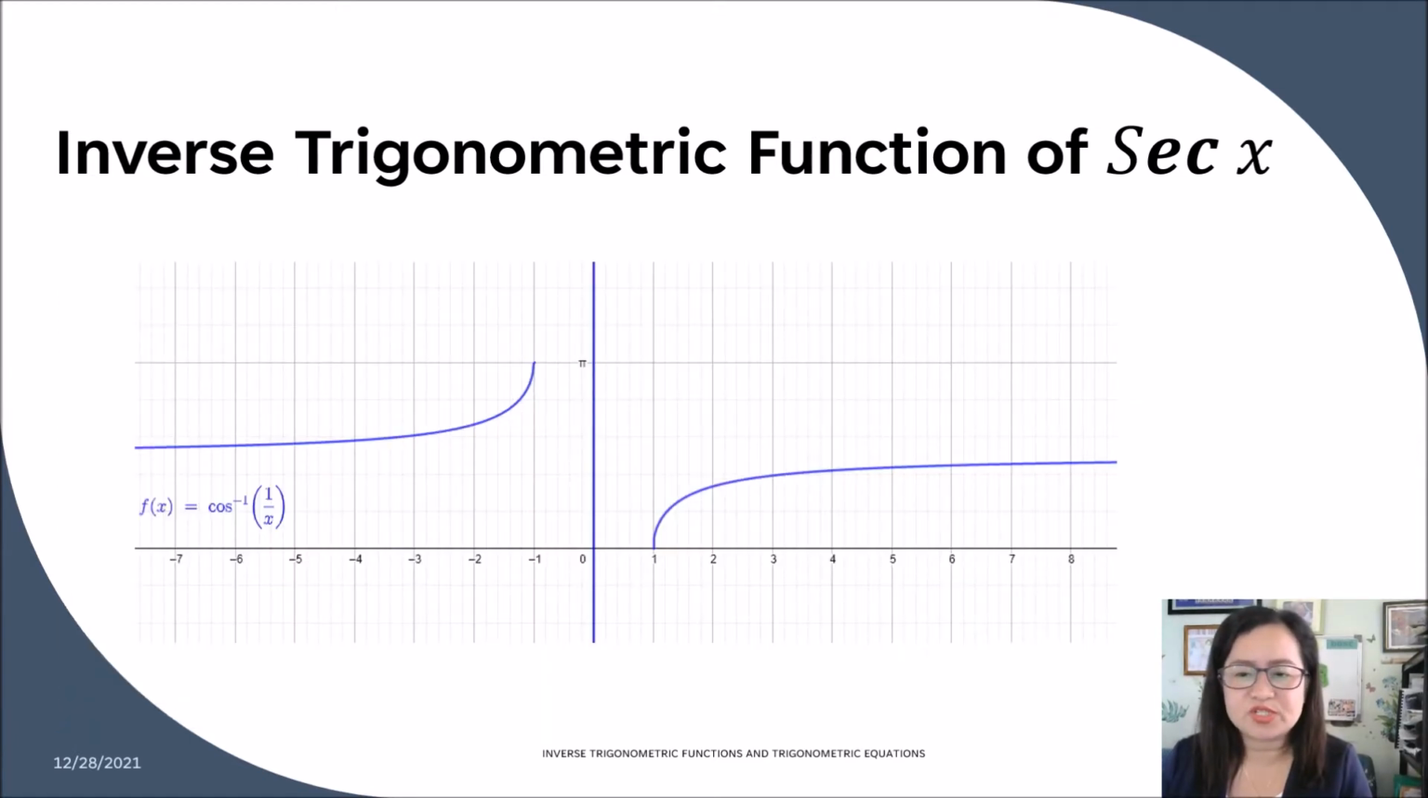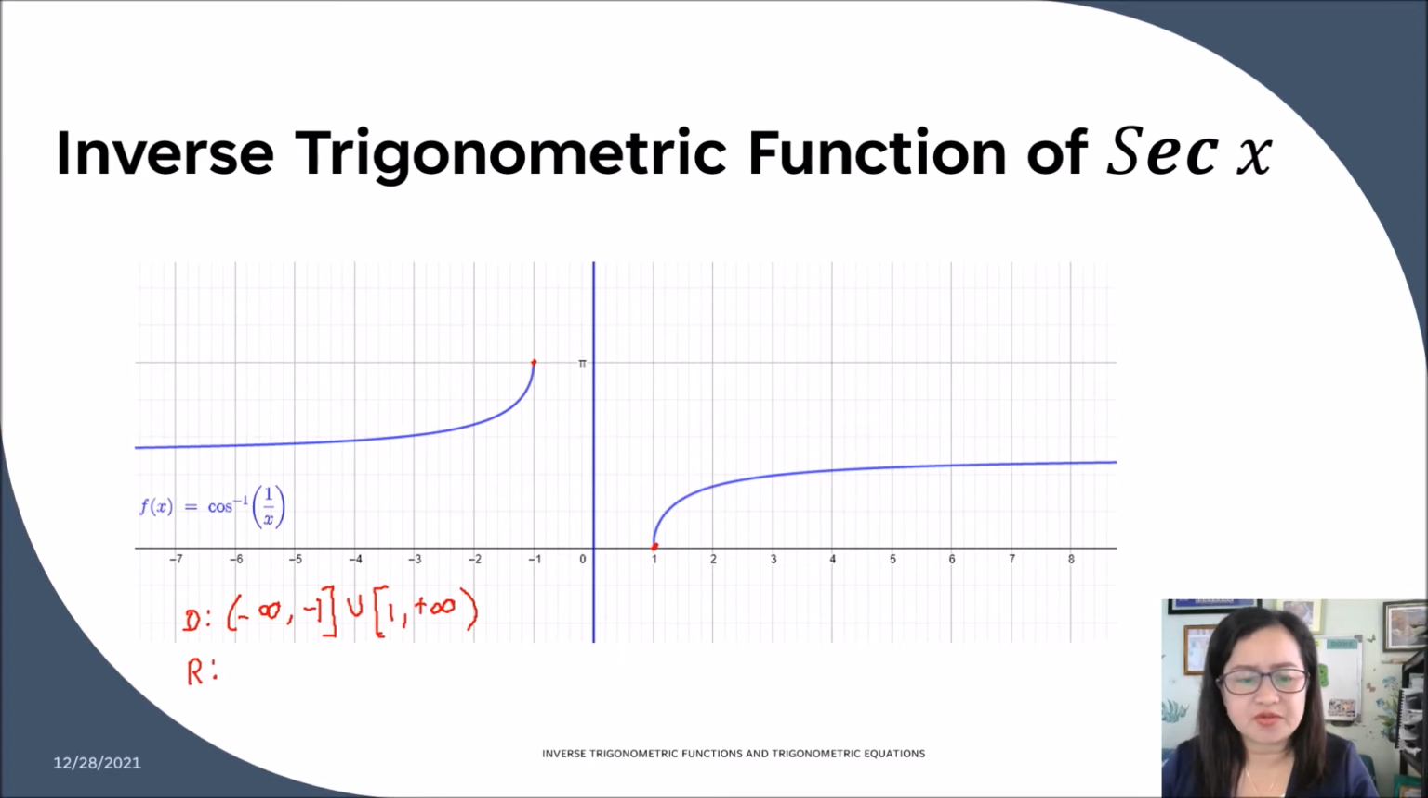Now graphing the inverse of the function secant x, we notice that -1 is part of the domain and +1 is also part of the domain. So we can say that the domain is the half-open interval to the left, negative infinity to -1, union the interval that is half-open to the right from +1 to positive infinity.